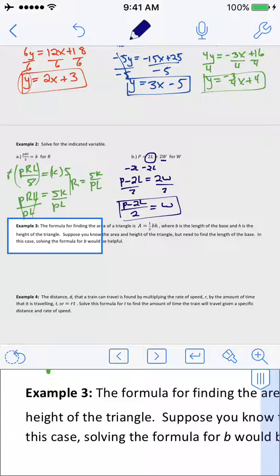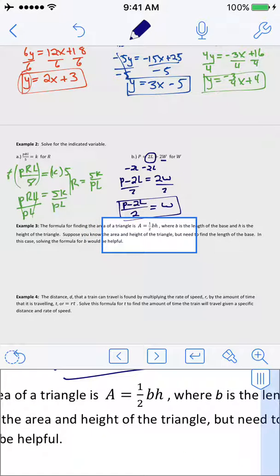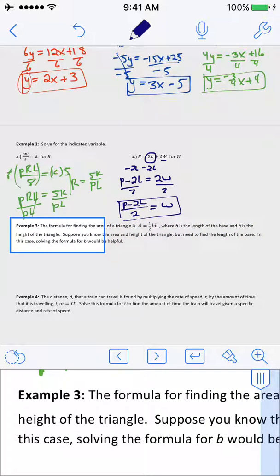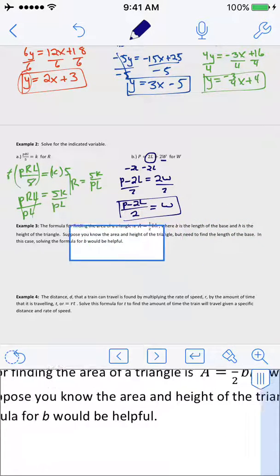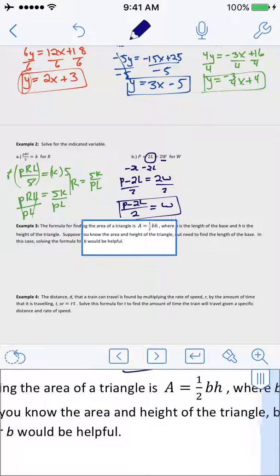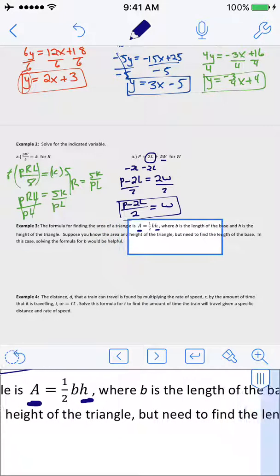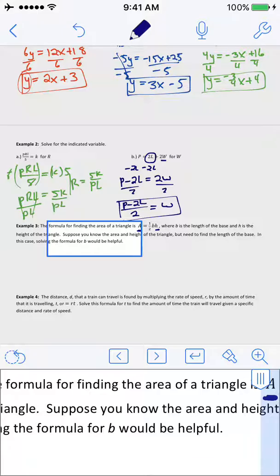Example number 3. The formula for finding area of a triangle is A is equal to 1/2 BH. Now, I don't really know what that means yet, so let's keep reading. Where B is the length of the base, and H is the height of the triangle. Oh, okay, so that's what B and H and A stand for. A is area, B is base, H is height. Suppose you know the area. Okay, so I know the area, and I know the height. Okay, but you need to find the length of the base. In this case, solving the formula for B would be helpful. Okay. So why don't we go ahead and do that?